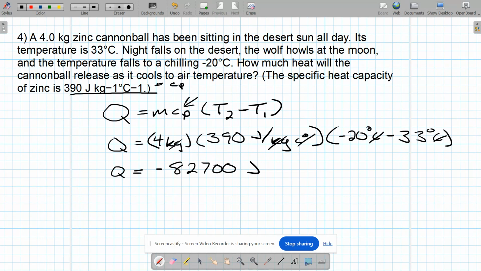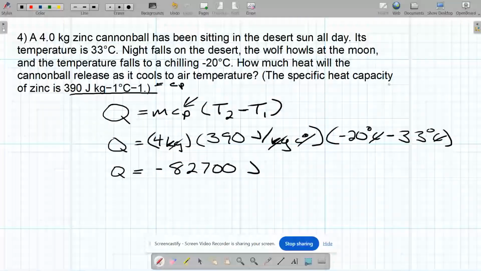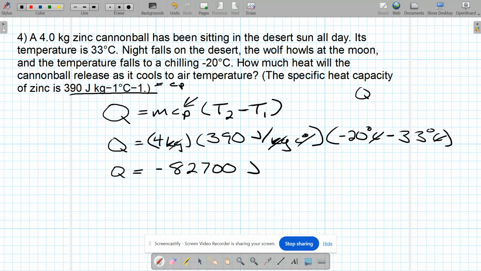relationship with the average kinetic energy of an atom. Okay? So the heat energy, Q, remember that too. I don't know if you guys remember this, but Q is referring to the heat energy. Heat energy and thermal energy are kind of the same, but not really.